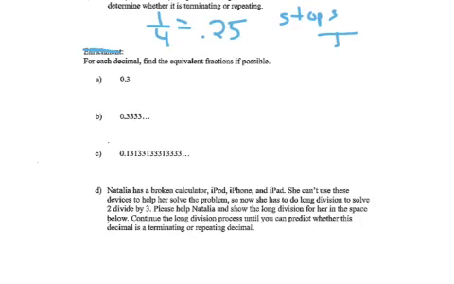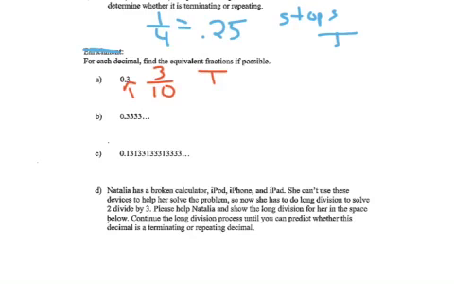Actually, instead, we're going to talk about these. So part A says 0.3. For each decimal, first you have to find the equivalent fraction. In this one, since the 3 is in the tenths place, the fraction would be 3/10. And just so you know, this decimal terminates. It stops because it was just 0.3.